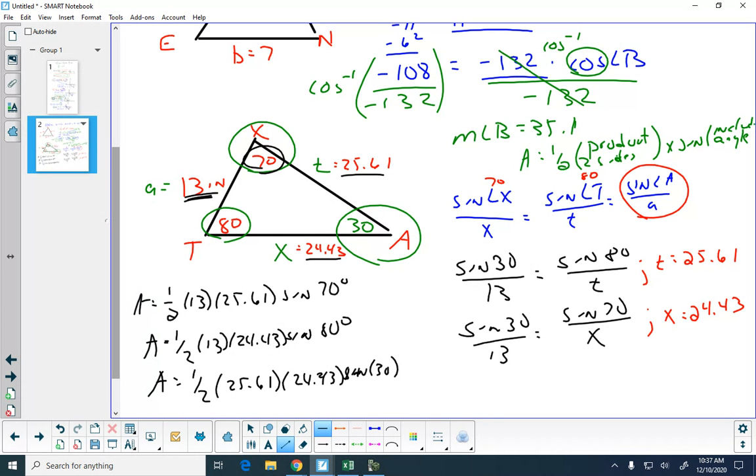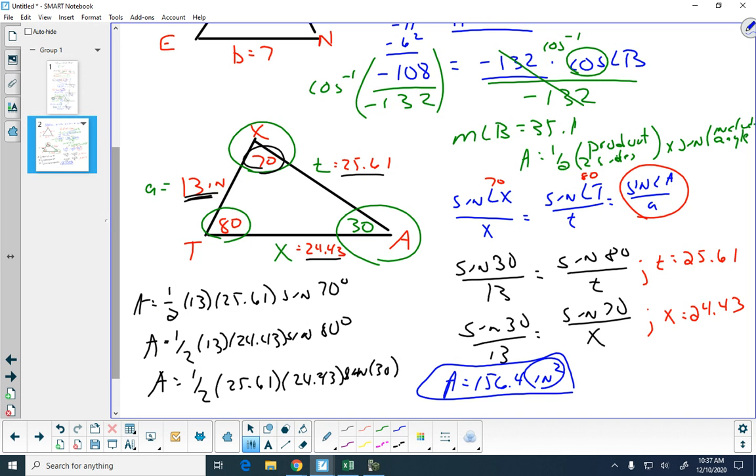But you should be somewhere in the range of 156.4. And since we have units there, we should probably put our units in there, square inches. Make sure that if I provide units for you, you provide units in your solutions. Any other questions you have on any of the other problems?